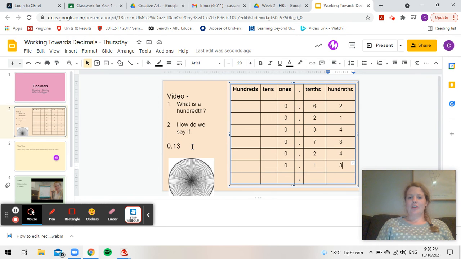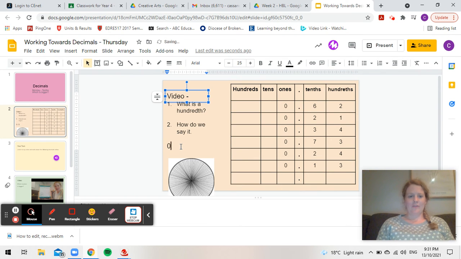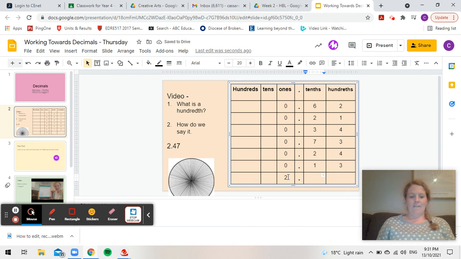Now I want you to write 2 and 47 hundredths. 2 and 47 hundredths. So if I was to do a whole number, it would be 2 and 47 hundredths. Let's write it in my table. It'd be 2 and 47 hundredths.